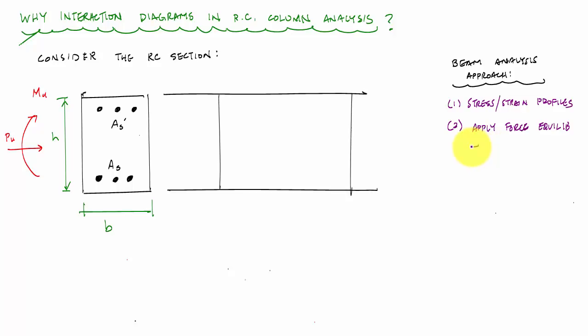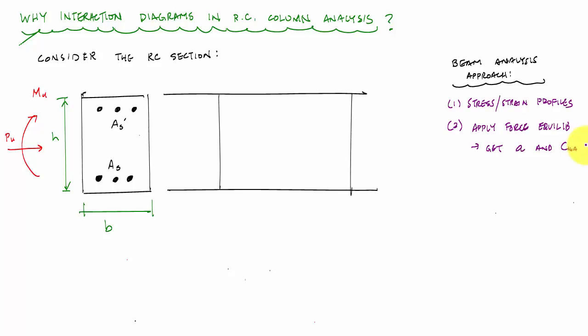To get a and c. Apply force equilibrium, get a and c. Major step, right? We did this in every beam analysis. We would have to find the depth to the neutral axis and the depth of the equivalent stress block. This was fundamental to all of our beam analysis. Everyone's good? Okay, good. Then what?